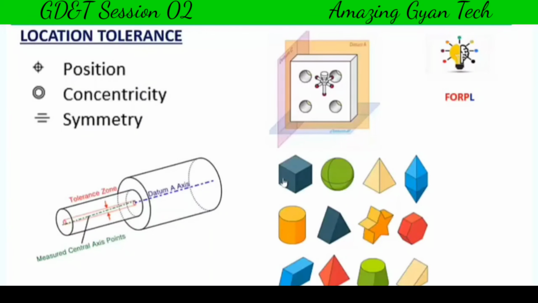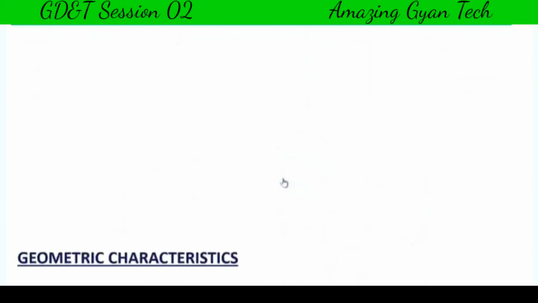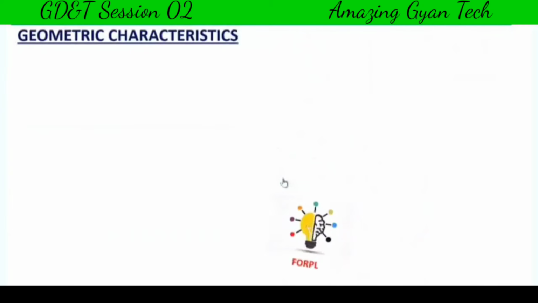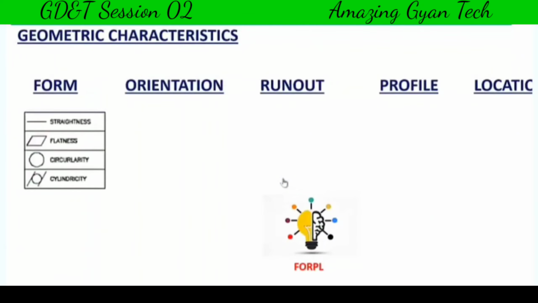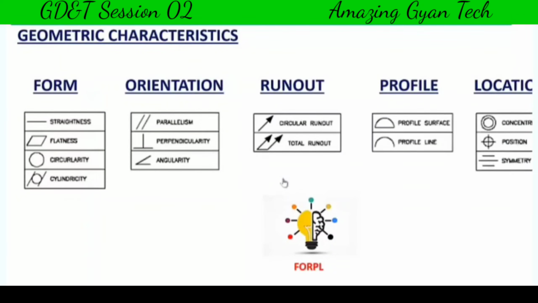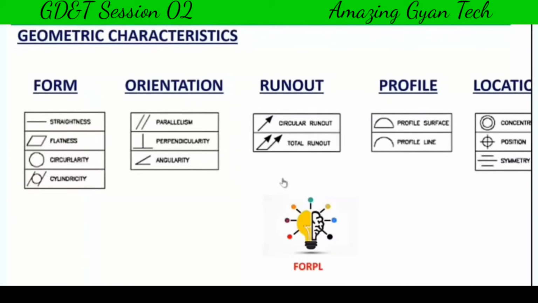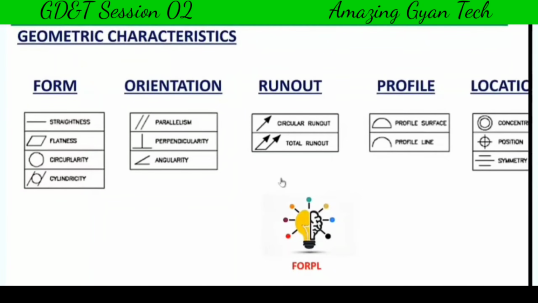So this is a brief idea about the different characteristics. To summarize the 4PL, you can see what the features are. Under form, we have four geometric characteristics: straightness, flatness, circularity, and cylindricity. Under orientation, you have three: parallelism, perpendicularity, and angularity. Under runout, we have two, circular runout and total runout. Under profile, you have profile of surface and profile of line.